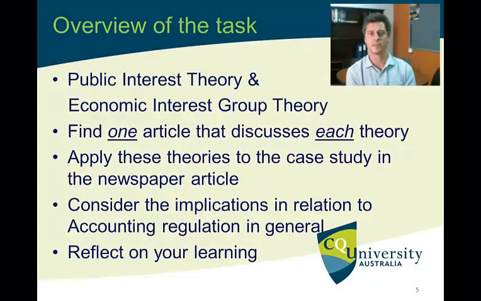Overall, the task is about 2 accounting theories, so public interest theory and economic interest group theory. You need to find an article for each theory, so you're finding 2 articles in total and apply these articles to the case study in the newspaper article. Once you've applied this, you need to consider the implications of these theories on accounting regulation generally. Another important part of this task is to reflect on your learning and the learning process.